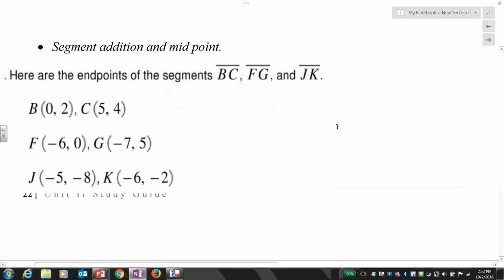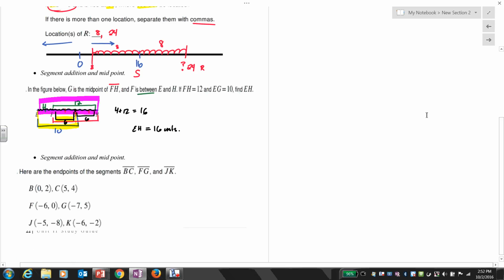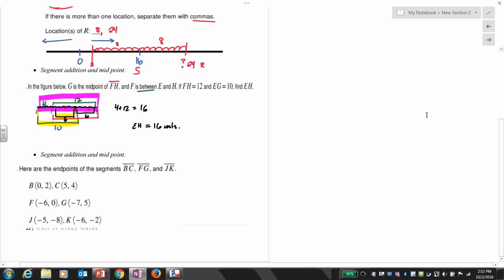Segment addition and midpoint. You're told that here are the endpoints of 3 segments. And we want to complete the statement. We're going to be finding the distance of 3. Finding the distance. So at the top of your paper, let's find that distance.